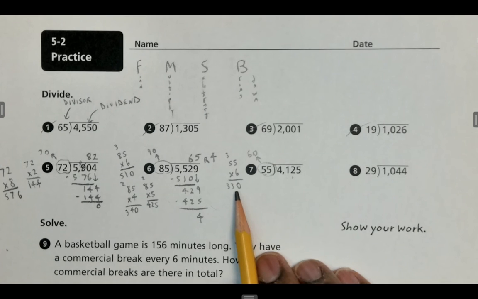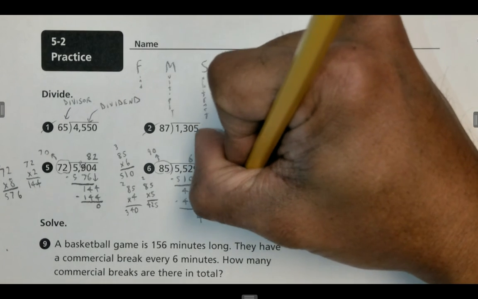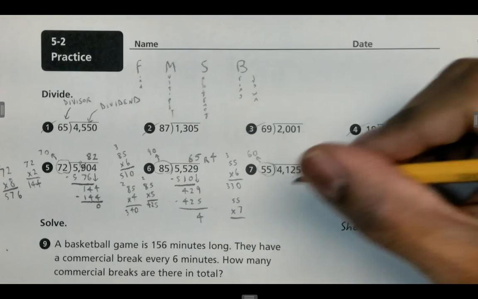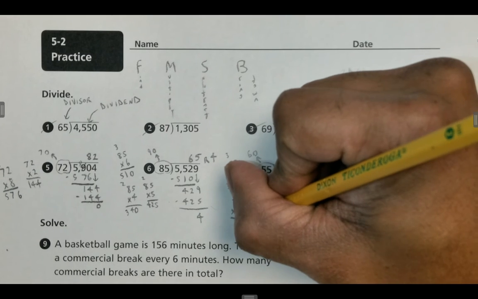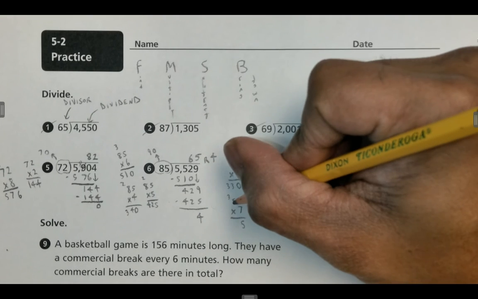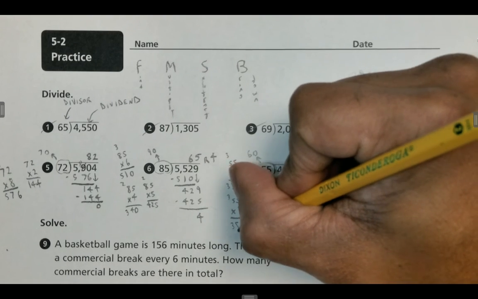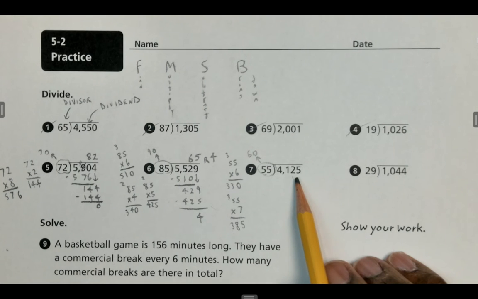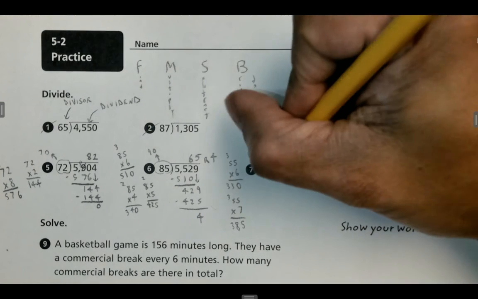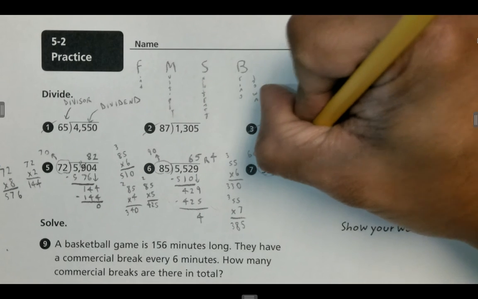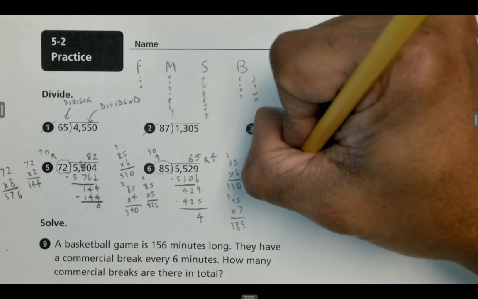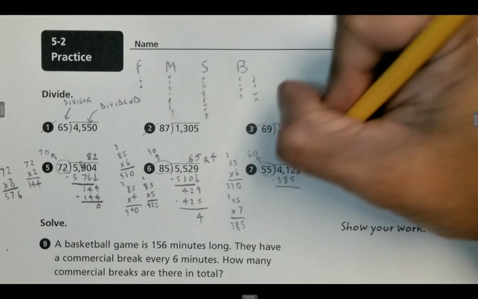Let's go up to 7. 55 times 7. 7 times 5 is 35. 5 comes down, 3 gets carried. 7 times 5 is 35 plus a 3. And that looks like a good fit. That's close without going over. Line up the 7 here. Line up 385 here. And then let's subtract.